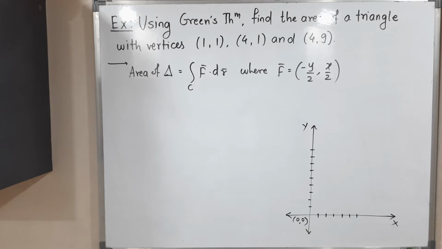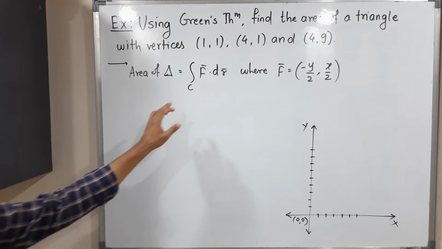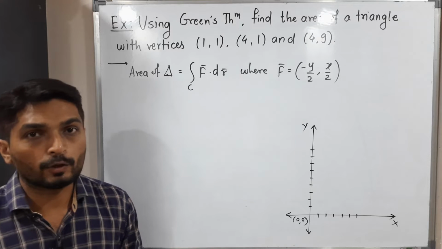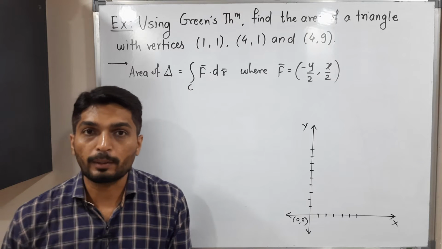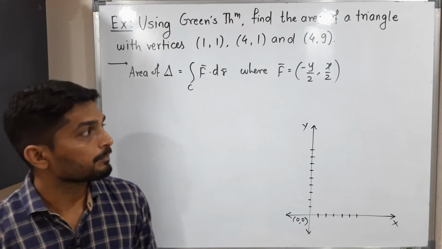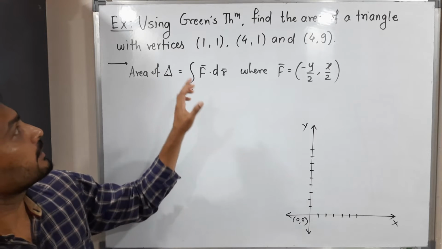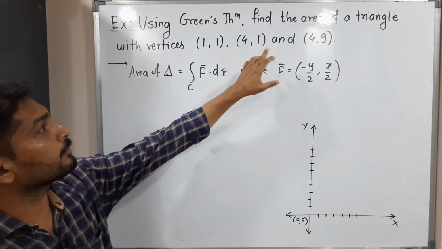So we have this formula now, right? Area of triangle is equal to integration over C of F bar dot dr bar, where F bar is (-y/2, x/2). Okay. So let us find the given curve. Now we have a triangle. We have to find the area of the triangle.